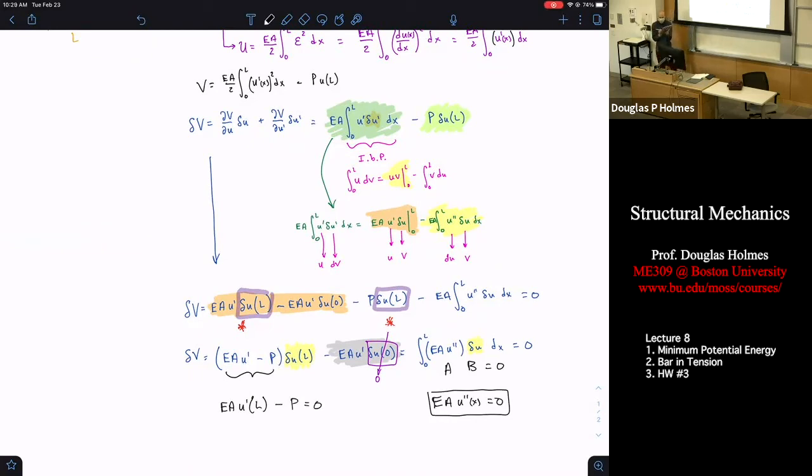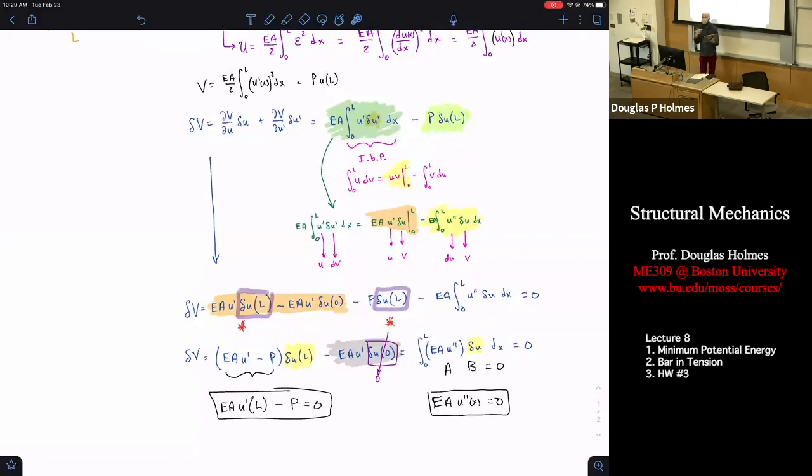The reason why I said this was important is because by using calculus of variations, we've not only found the governing differential equation, we've also found one of the boundary conditions. There are two types of boundary conditions. One are called kinematic boundary conditions, which are restrictions on displacements.